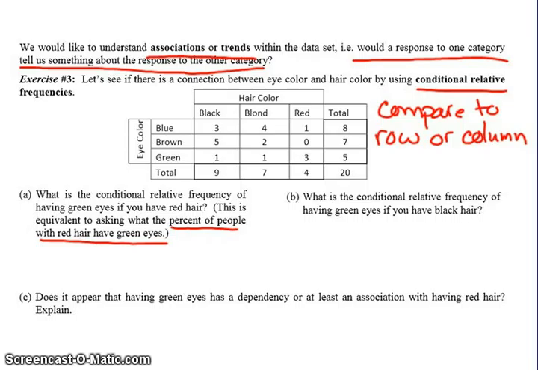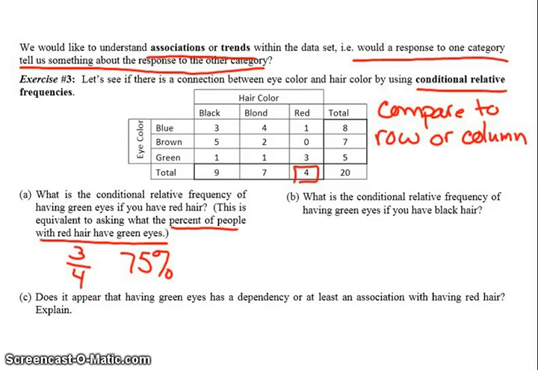Okay, so we know there's a total of 4 people that have red hair, and 3 of those people had green eyes. So instead of comparing the 3 to 20, you're now just comparing it to the total number that had red hair. So this is now, if I do that as a percent, hopefully most of you know that, 75%. So if you have red hair, the probability or the chance that you're going to have green eyes is 75%.